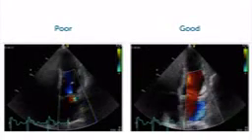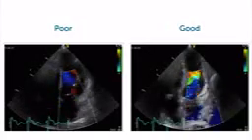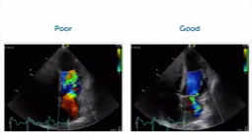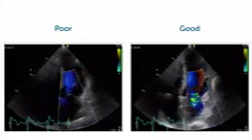And this brings me to the next very important rule. The most important factor for quantification is image quality. And to demonstrate that, take a look at these two images. The same patient. On the left, with poor image quality, maybe mild mitral regurgitation. On the right, good image quality, severe mitral regurgitation.